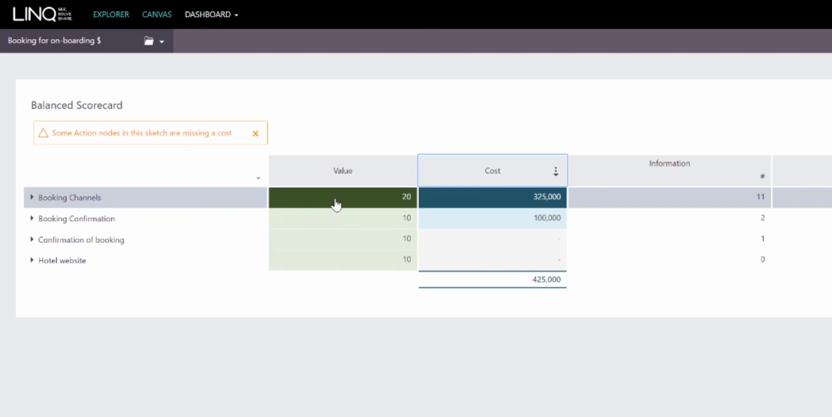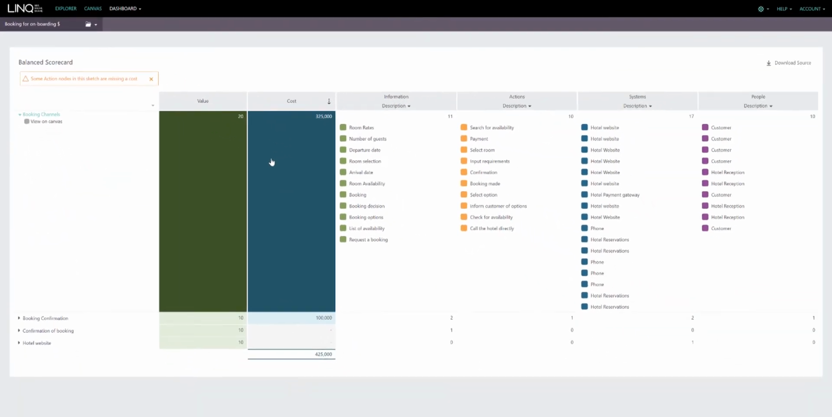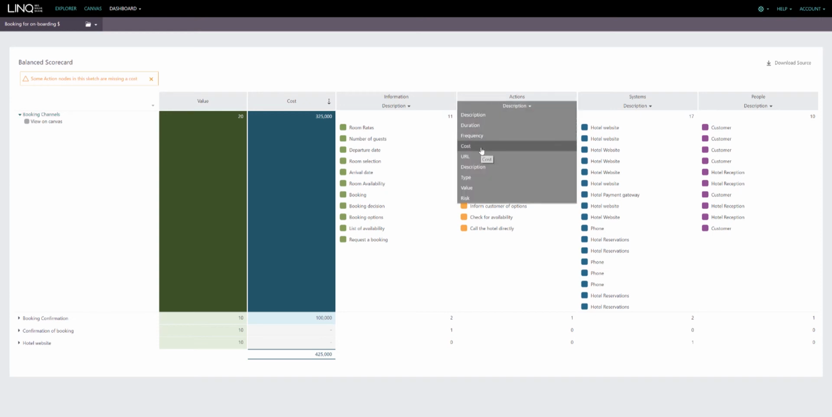And we can see that our highest value area is in the booking section, but it also carries the highest cost. Annually, this process is costing the hotel $325,000 a year. We can see the information, action, systems, and people associated with this part of the process, and we can look at each individual action cost.